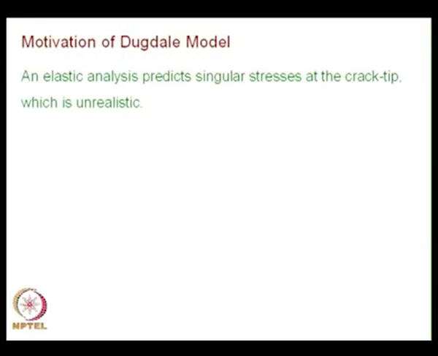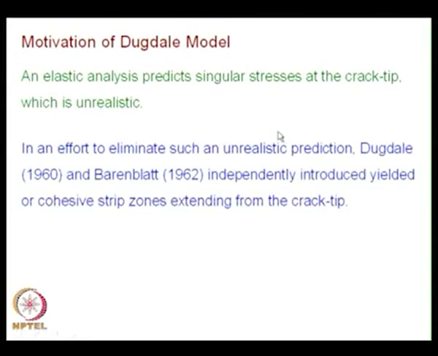See, in the last class we have looked at what is the motivation of Dugdale model. We will have a brief look at that and proceed further. An elastic analysis predicts singular stresses at the crack tip, which is unrealistic. In an effort to eliminate such an unrealistic prediction, Dugdale in 1960 and Barenblatt in 1962 independently introduced yielded or cohesive strip zones extending from the crack tip.